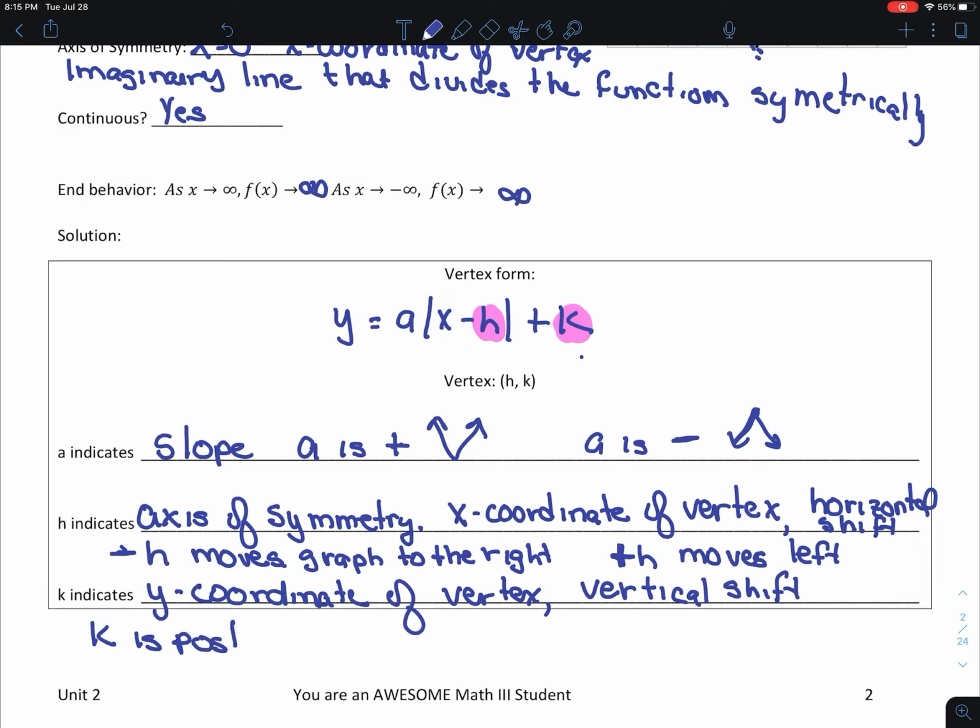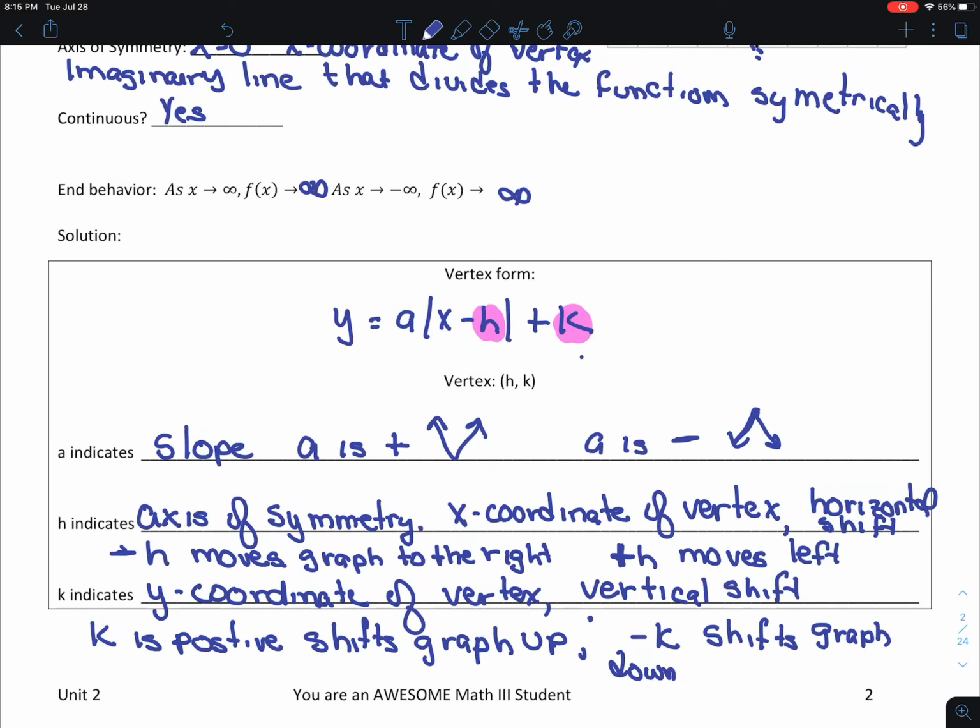If k is positive, it shifts the graph upward. If it's a negative k, it shifts the graph downward.